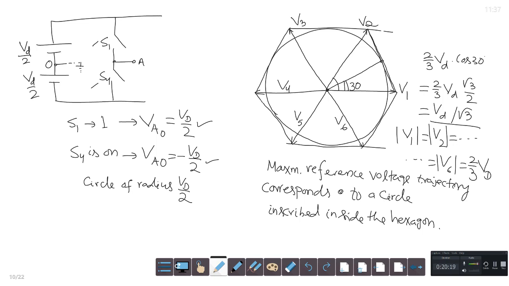So, in sine PWM the maximum voltage utilization is Vd by 2, and in space vector PWM the maximum utilization is Vd by root 3. The effective voltage utilization in space vector PWM is 2 by root 3 times that in sine PWM. That is important.